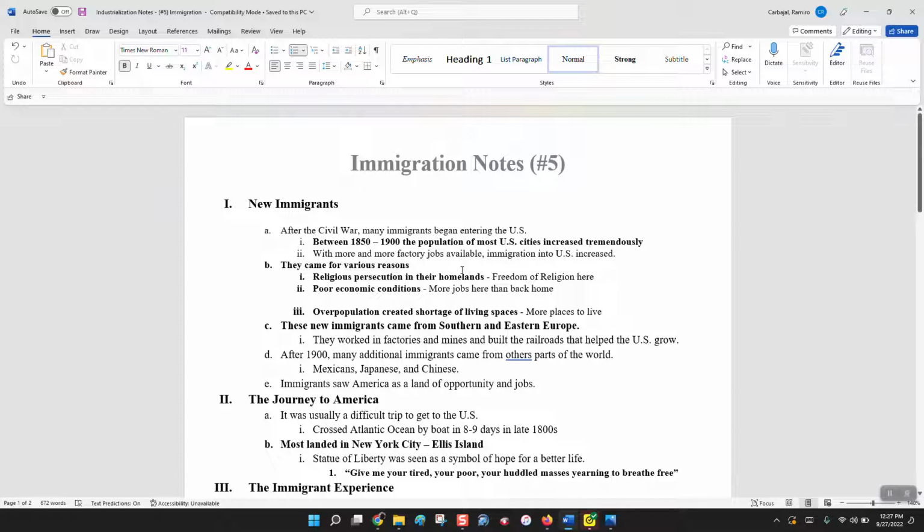Now, why did they come? They came for various reasons. Number one was religious persecution in their homelands. They wanted freedom of religion that we have here, guaranteed by the First Amendment. Still in Europe at this period, there were countries that did not let everybody practice whatever religion they wanted. So they come here, they could do that. But primarily, they came for two and three. Two is the economic conditions back at home and overpopulation back at home, meaning there were not a lot of jobs back there, and it was super populated, hard to find places to live. And here in America, we had tons of jobs, lots of opportunities, so they come in huge numbers.